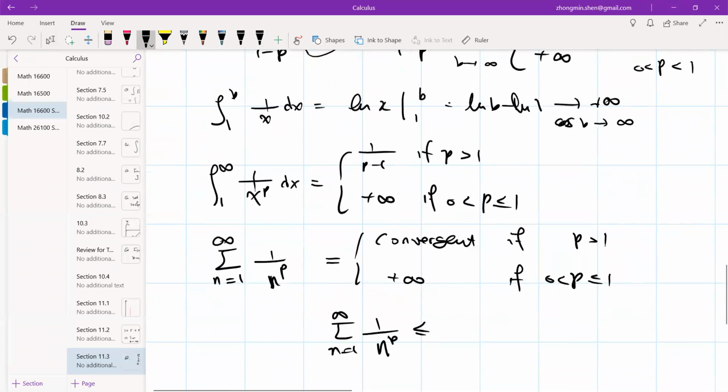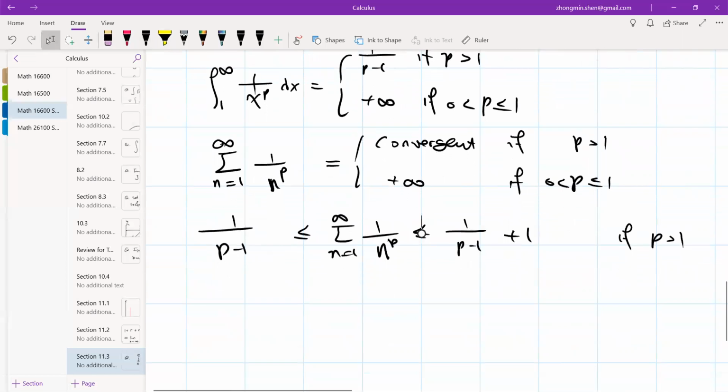Not only that, you can even estimate the value. It's less than or equal to the integral of this plus the first term. The integral of this is going to be 1 over p minus 1, plus 1, in the case p is greater than 1. You can even estimate the value. That's great.